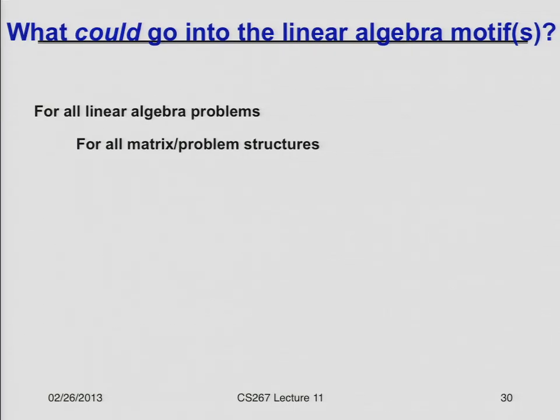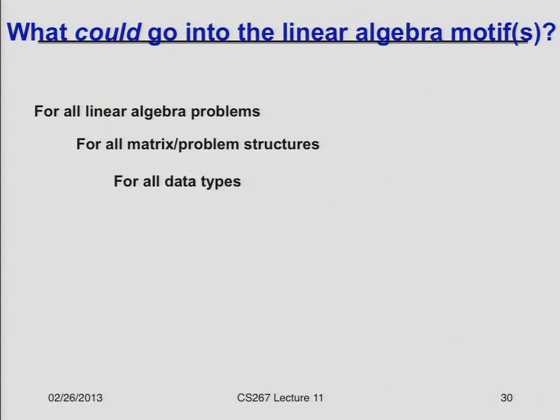So if you were to sit down and either build a library or try to read a table of contents of a library, you could ask what goes into one of these things. Well, here is kind of a cartoon of all the stuff that could go in. You could say, for all linear algebra problems, so solving linear systems, least squares, eigenvalue problems. Then for all matrix problems and structures. That means, for example, real, symmetric, non-symmetric, banded, triangular, all those different flavors.